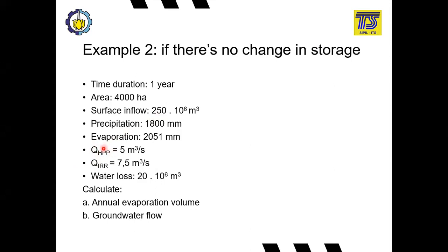hydropower plant. HPP here is hydropower plant, and IRR here is irrigation. So from the previous example one, we only had discharge for irrigation, but here we also use the storage for the hydropower plant. As you know, a hydropower plant is a plant which generates electricity through the power of the water. That's why it's named hydropower plant.